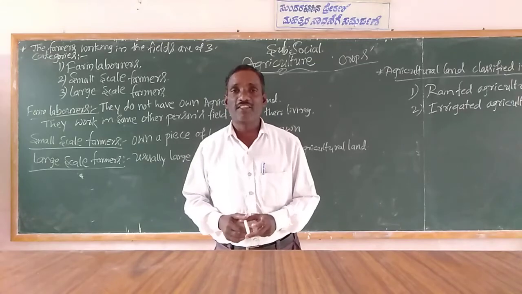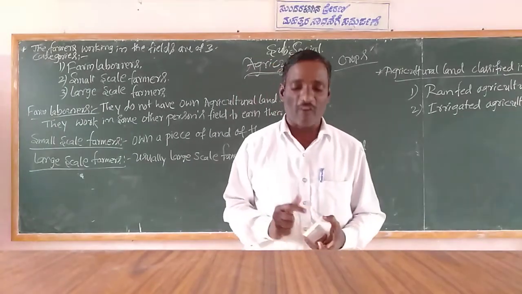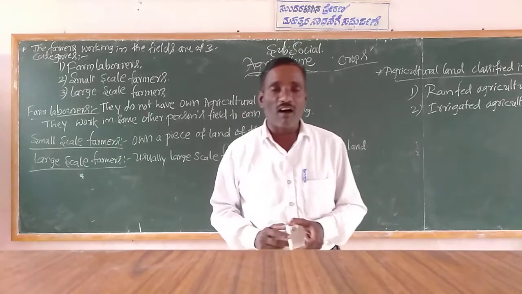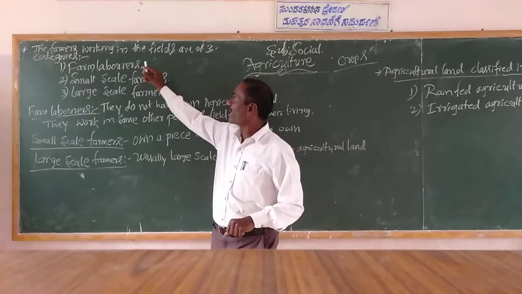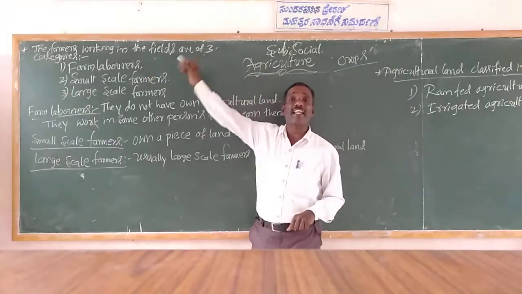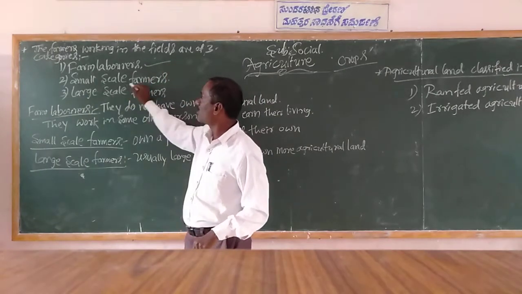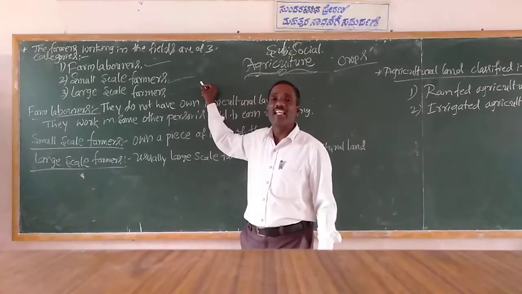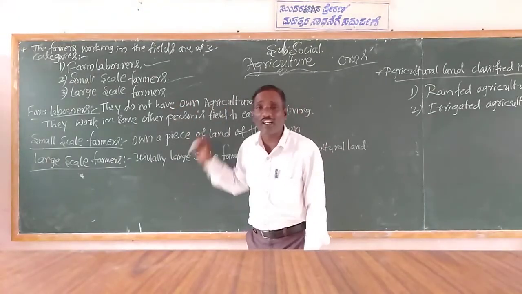In today's class we shall discuss the categories of the farmers. The farmers working in the fields are of three categories. First one, farm laborers. Second one, small scale farmers. Third one, large scale farmers.